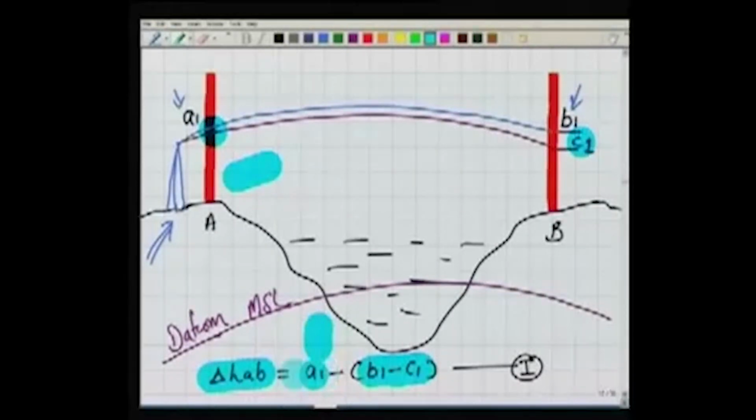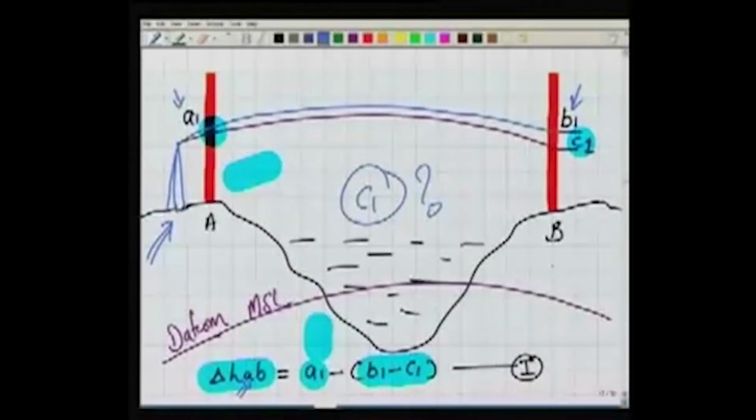But in order to find the answer, I should know the value of C1. What is C1? How to compute it? Either we compute it and then apply the corrections and find this delta HAB, and then using that we can find the RL of B. But applying correction means I should know about the atmosphere in between. What is the kind of the atmosphere here? In between, I should know that.